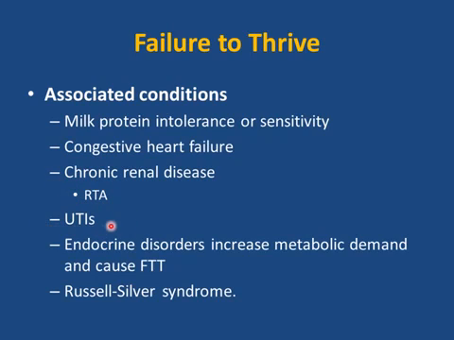UTIs, this is a very important one, can also cause failure to thrive. Endocrine disorders like hyperthyroidism can cause that. Syndromes, for example, Russell-Silver syndrome: a child with failure to thrive, loss of appetite, asymmetrical limb development.